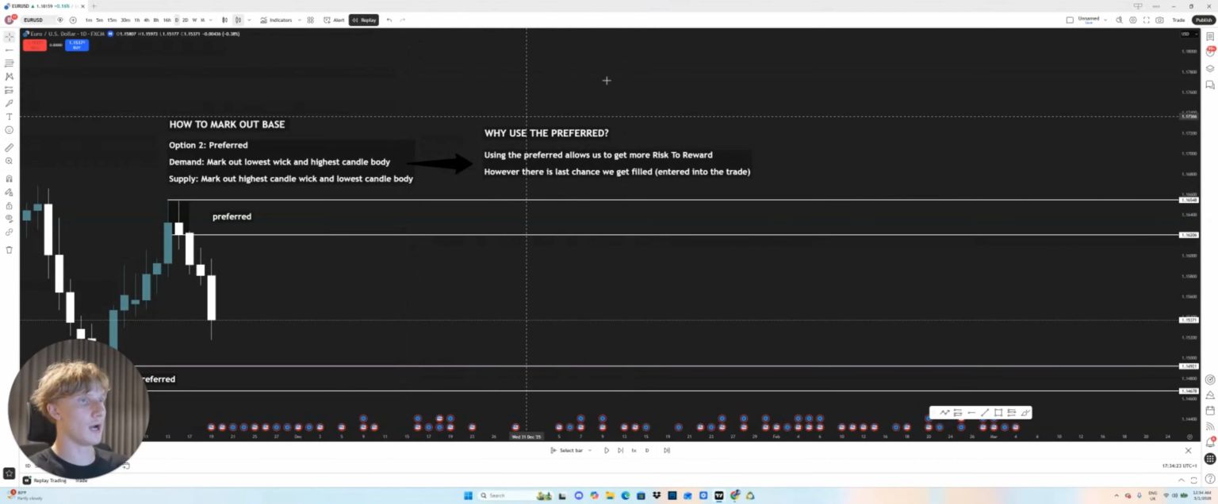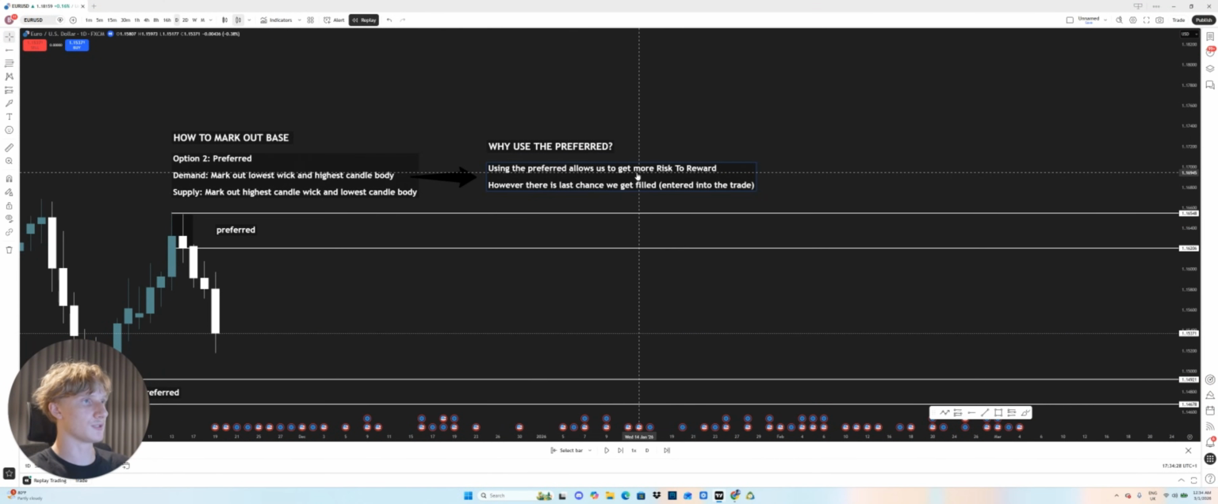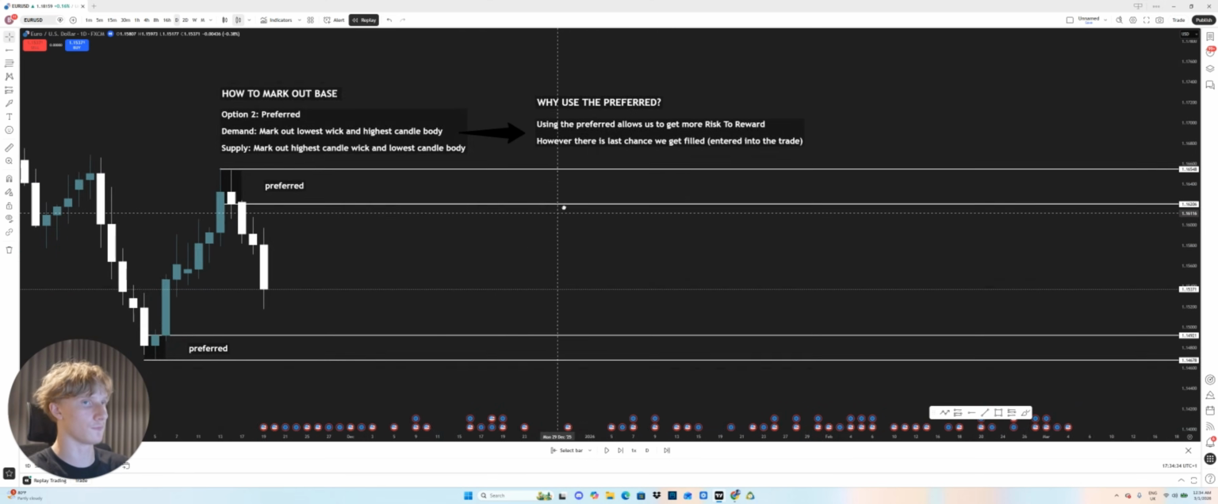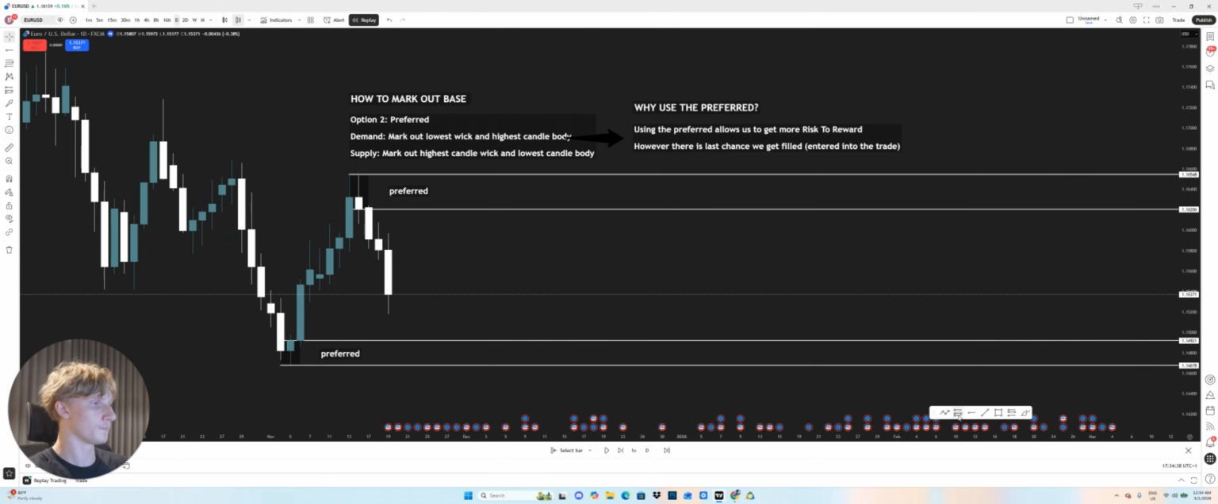So yeah. So why do we use the preferred? Why is it even a thing? So using the preferred allows us to get more risk to reward. However, the downside with that is that there is a lower chance of us getting filled, so actually entered into the trade. Now I'll go ahead and show you an example.